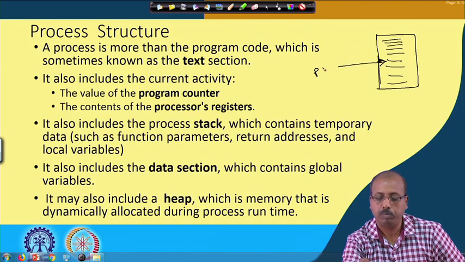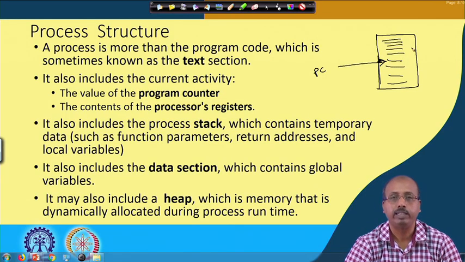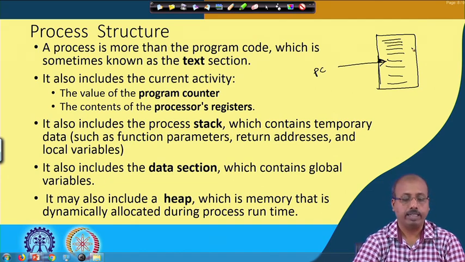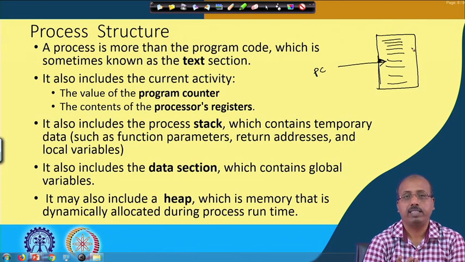One is the value of the program counter, plus there are a number of CPU registers that will be holding some of the temporary values for the variables. So, these CPU registers are also a part of the current activity. As far as the CPU is concerned, within the CPU we have the program counter and the processor registers. So, they are part of this process.